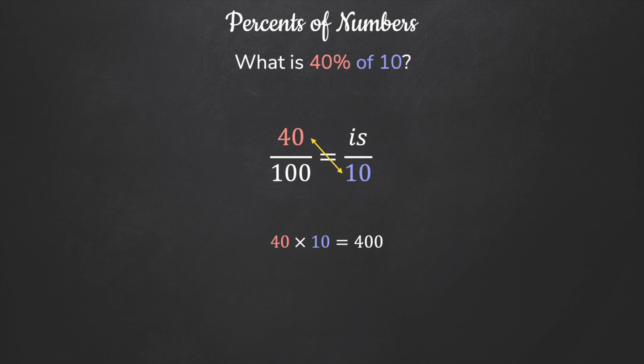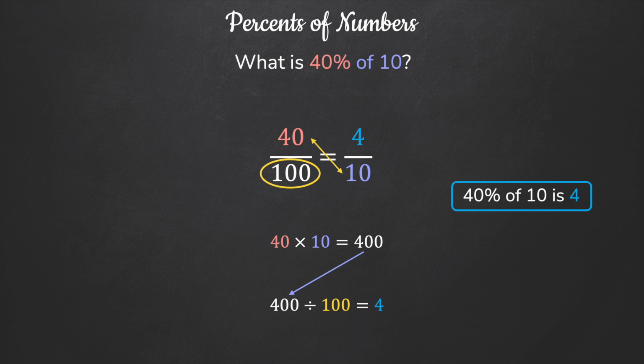40 times 10 is equal to 400. Then, once we've done that, we're going to take the 400 and divide that by the last number here that we have not used, which is 100. So 400 divided by 100 is equal to 4. So that means that 40% of 10 is 4.